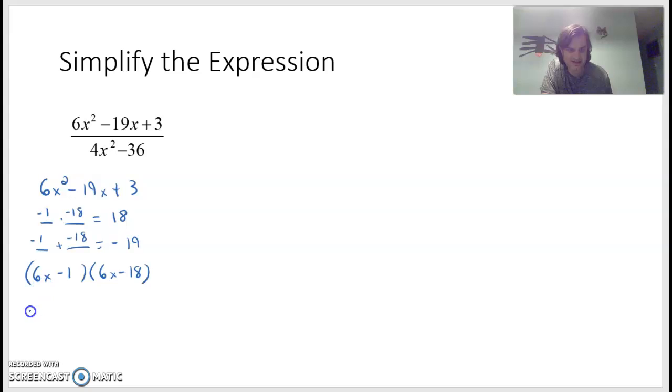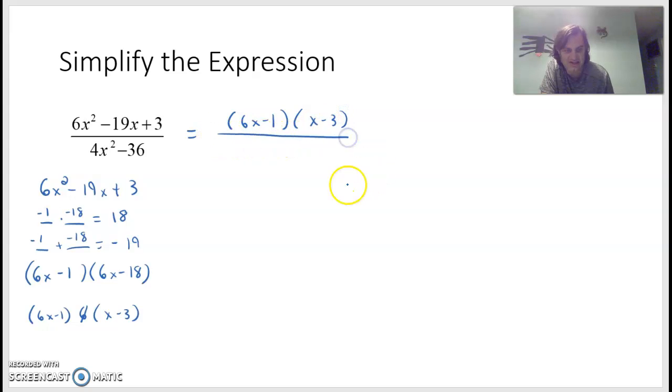I can't pull anything out of the 6x minus 1, so we will just have it. But the 6x minus 18, I can pull a 6 out, which leaves x minus 3. And remember, if I pull something out here, I throw it away. So that numerator, 6x squared minus 19x plus 3, factors into 6x minus 1 times x minus 3. Okay. Now let's factor the denominator and see what happens.